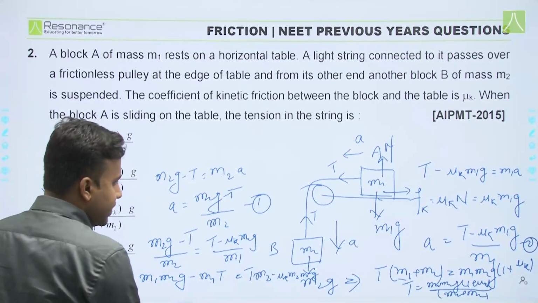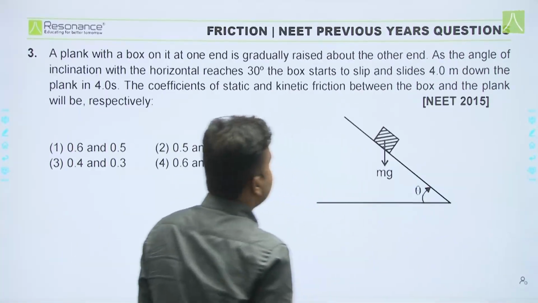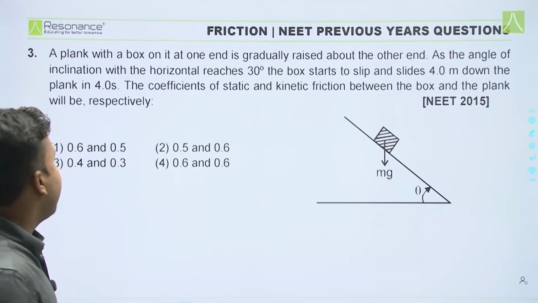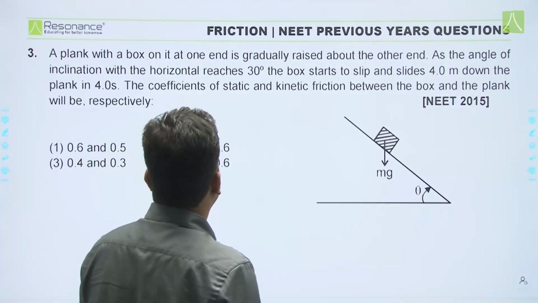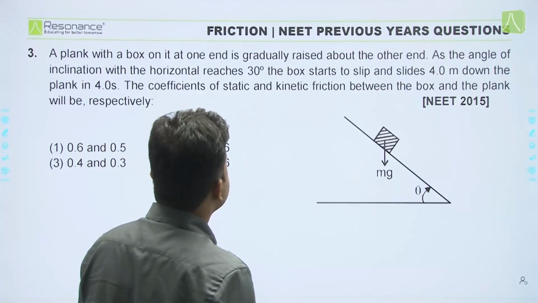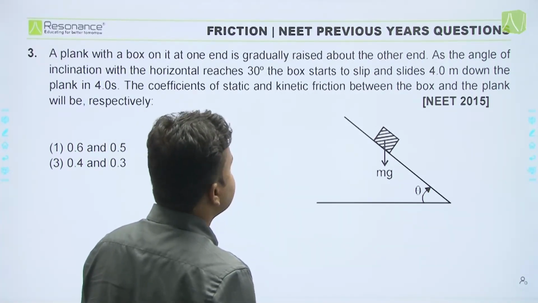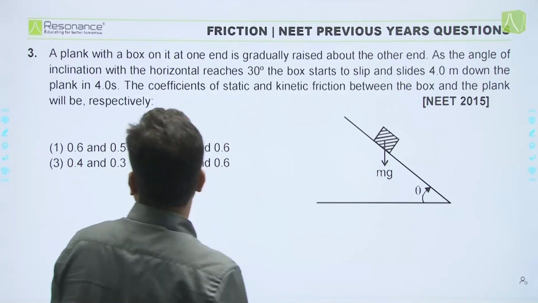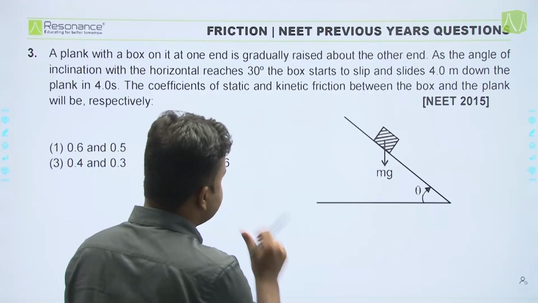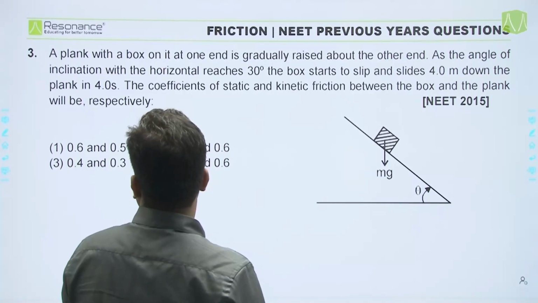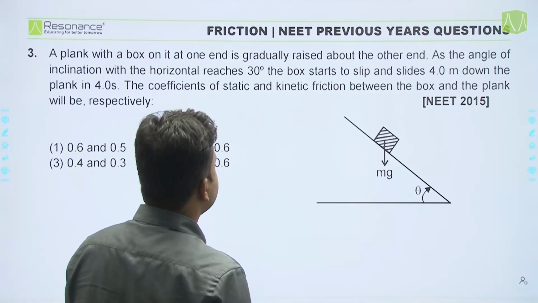Now come to the next question, student. Next question: a plank with a box on it at one end is gradually raised about the other end. As the angle of inclination with the horizontal reaches 30 degrees, the box starts to slip, and it slips 4 meters down the plank in 4 seconds.